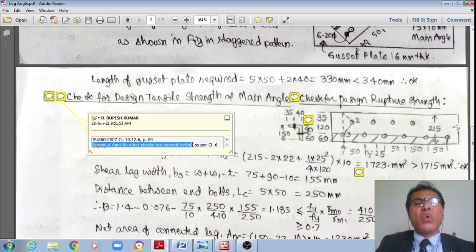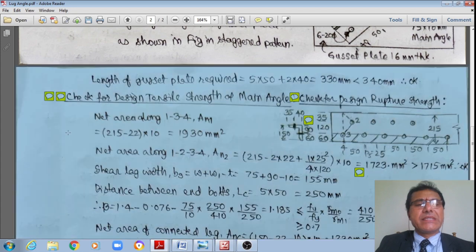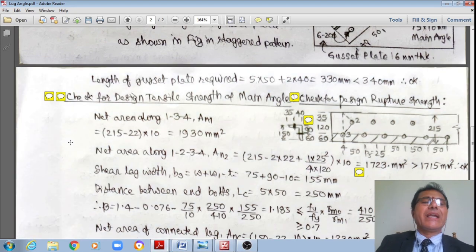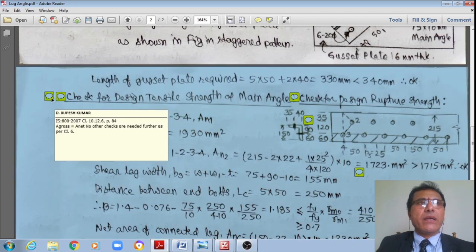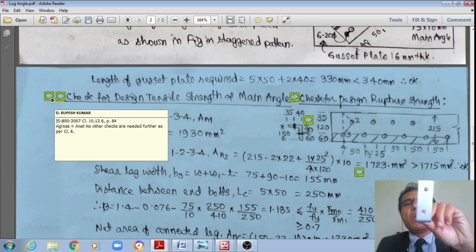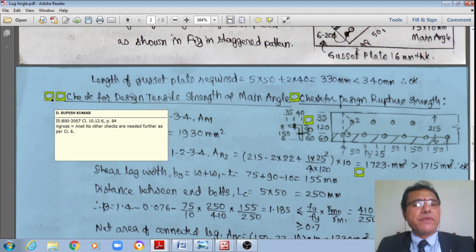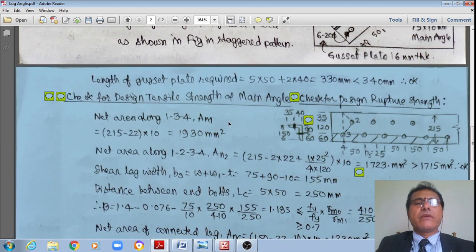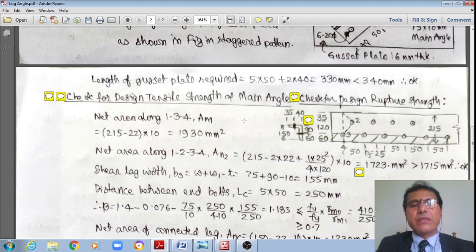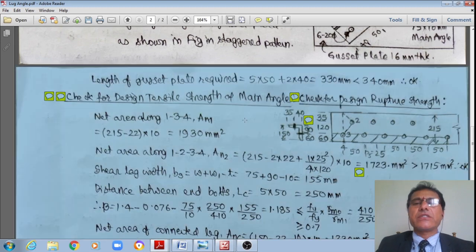Therefore, no other check is required as per this clause 6, right? You need not, as the gross area itself is the net area. Just now we have seen this at the start of this discussion. Therefore, no other check is required for deduction of these holes for calculating the net area. Nevertheless, we'll once again check with the deductions also.